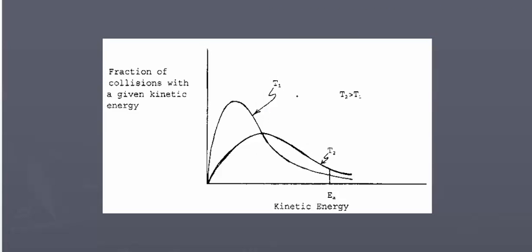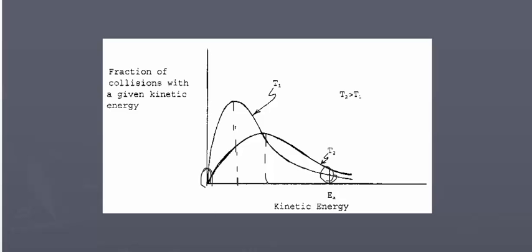At T1, which is the lower temperature, the average kinetic energy, the peak of the curve, is somewhere about right here. So there's your average for T1. But even at T1, some molecules have kinetic energy way over here, and some molecules have kinetic energy way over here. At T2, the average kinetic energy is right here at the peak.